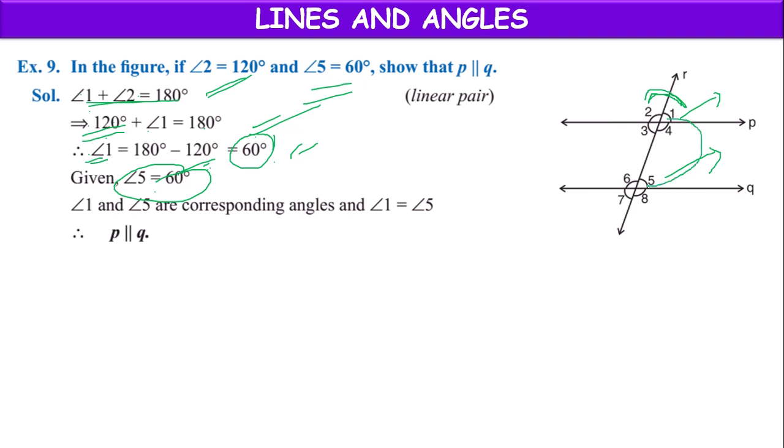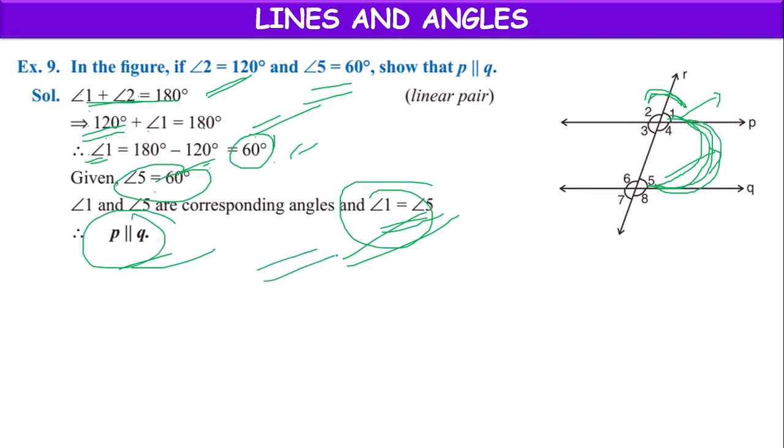These two angles are corresponding angles. So corresponding angles are equal. So we can tell that the given lines are parallel. Based on this property, we can tell that the given lines are parallel.